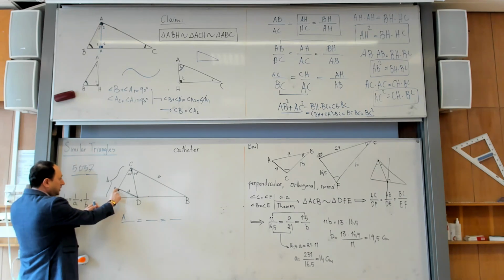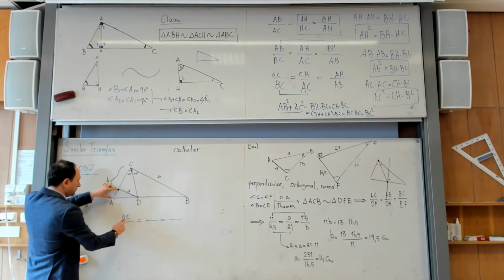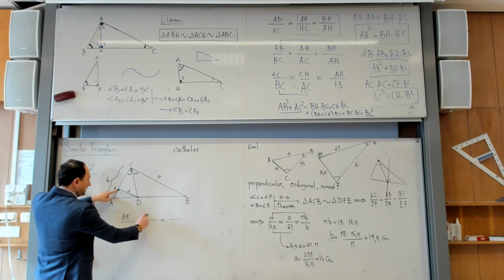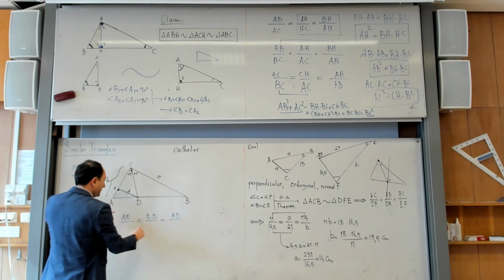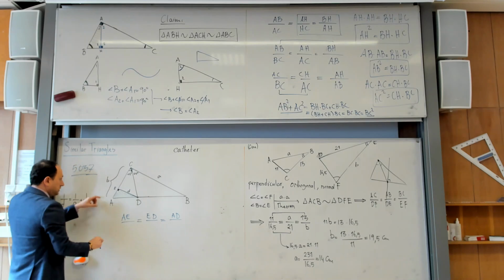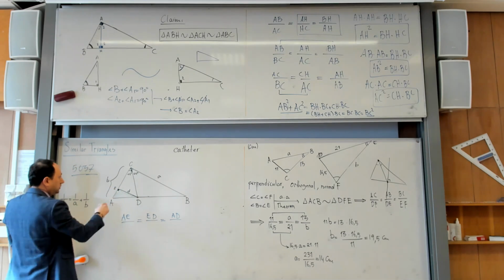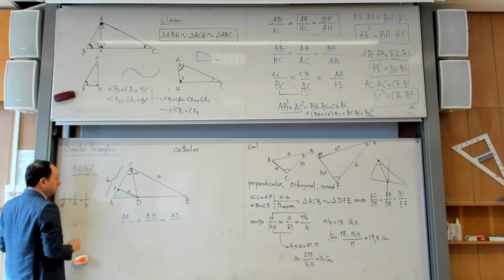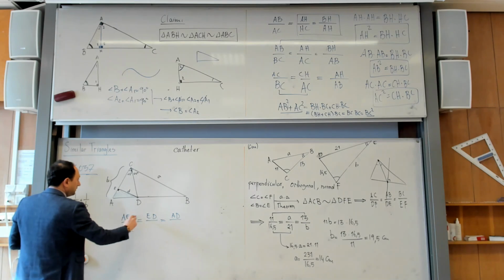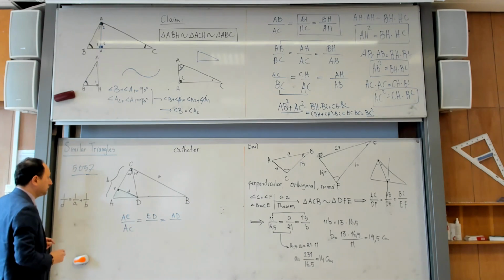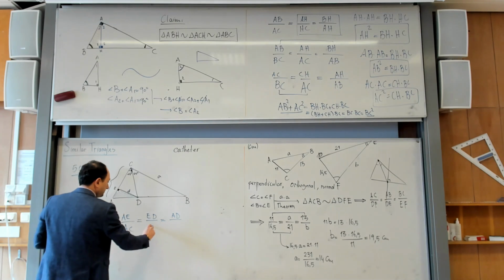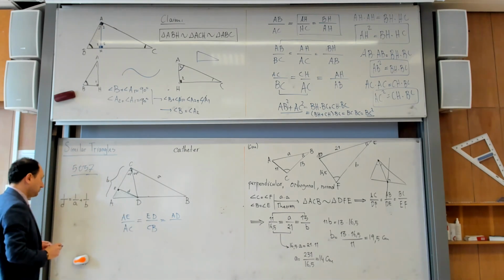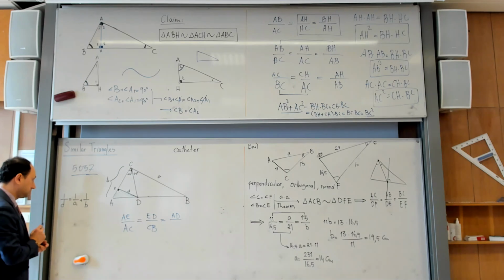For example, if I write AE from here, if I write ED, and if I write AD, now can you fill up these gaps? If I write AE from the smaller one, what should I take from the bigger one? AC. AC, good. If I take ED from the smaller one, what should I take from the bigger one? CB. CB, yes. If I take AD, what should I take for the bigger one? AB.